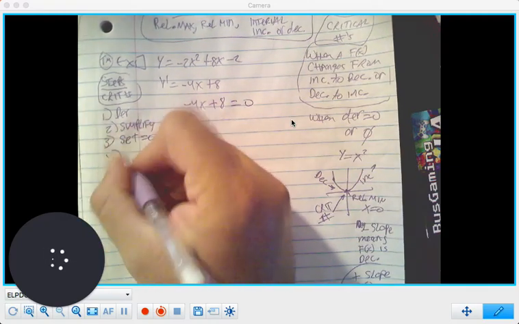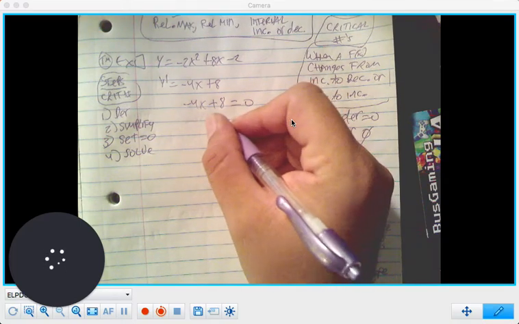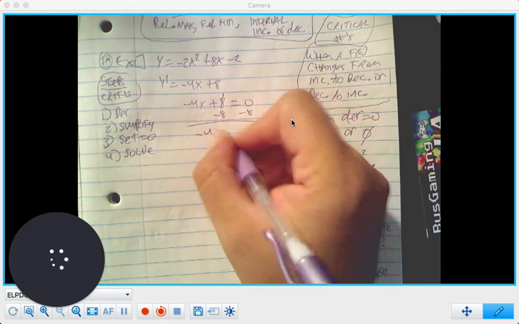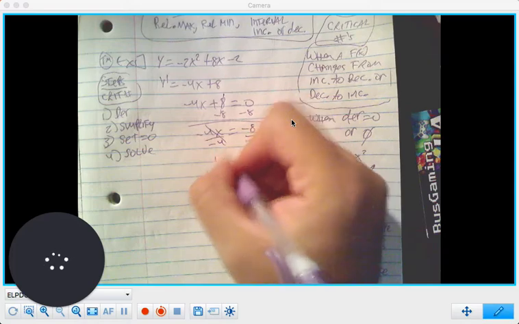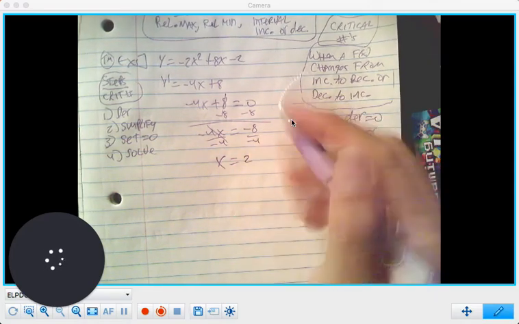Number 4, solve. Minus 8 on both sides, the 8 cancels out. Negative 4x equals negative 8. Divide by negative 4 on both sides, they cancel. x equals, what is that, 2? Did I do this right?